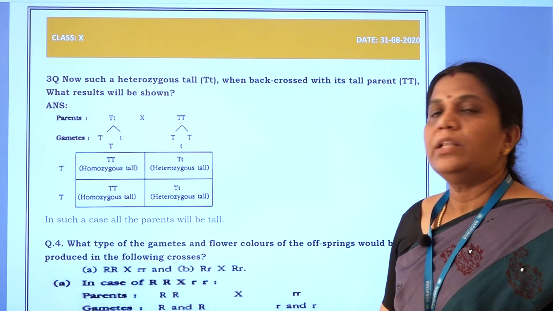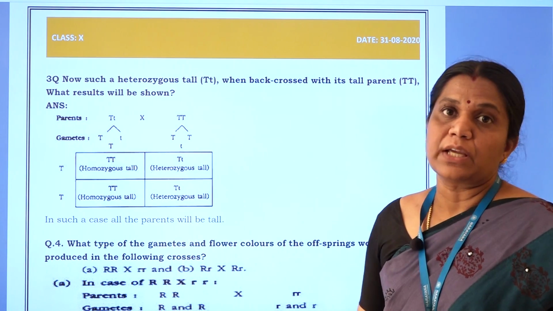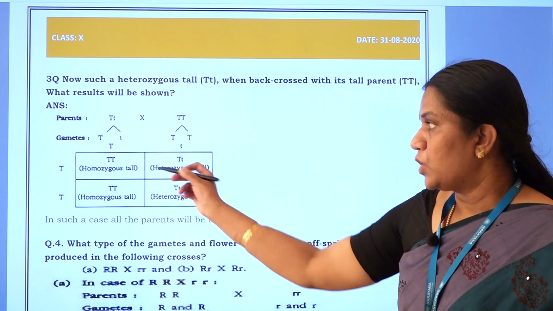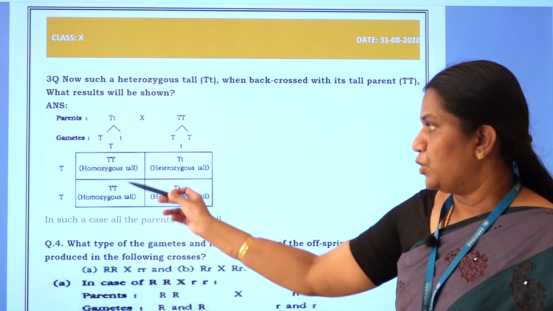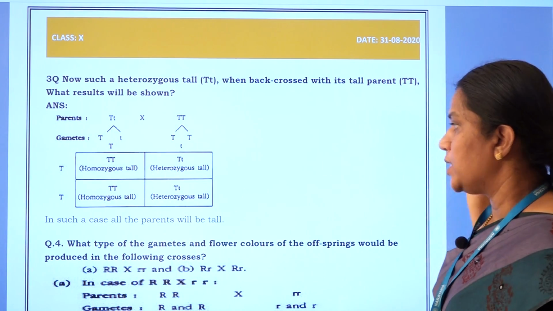In such a case, all the offspring will be tall. Both the homozygous tall as well as the heterozygous tall we will get in the offspring, so that is in the 1:1 ratio. That is, all the four plants are tall.